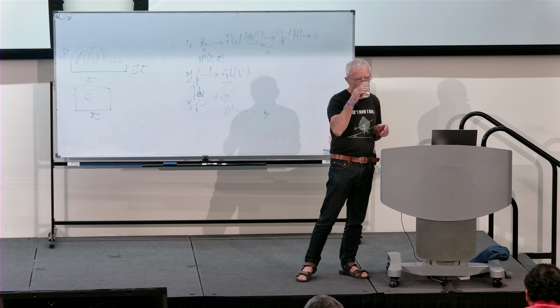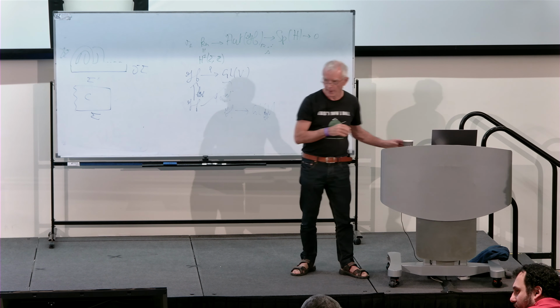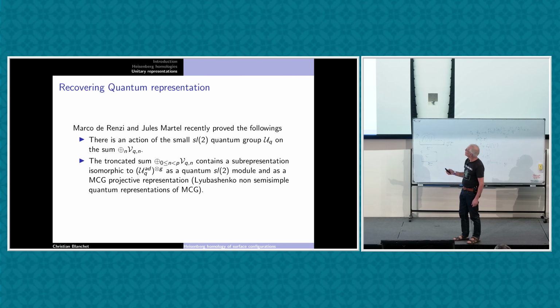Further questions? Christian? Me too. Yeah, can you go back two slides? Okay. Where you had the formula. There, yeah. You have this result, first bullet point, there's an action of the small quantum SL2 on the sum. Is that sum categorifying anything if I take the graded character of that sum?